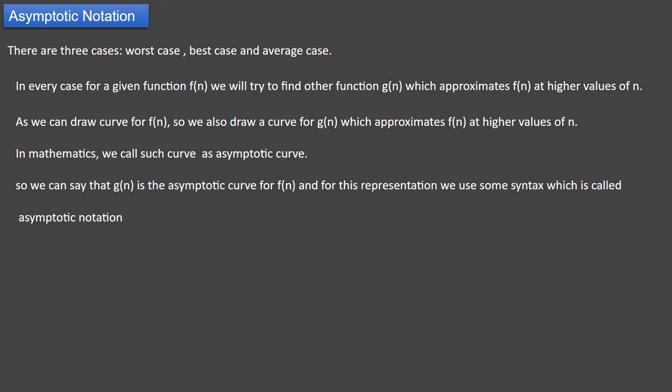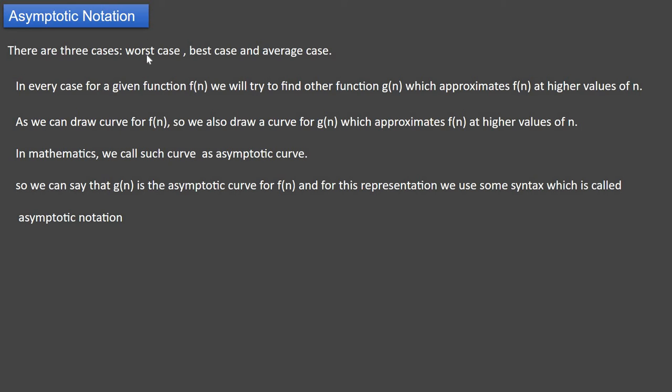So if we say there are three cases: worst case, best case, average case, there are going to be three g(n), right? So these three g(n) are going to make some curves, and these curves are the asymptotic curves. So these cases, when defined in the form of the curves, which are the asymptotic curves, can be called asymptotic notations.